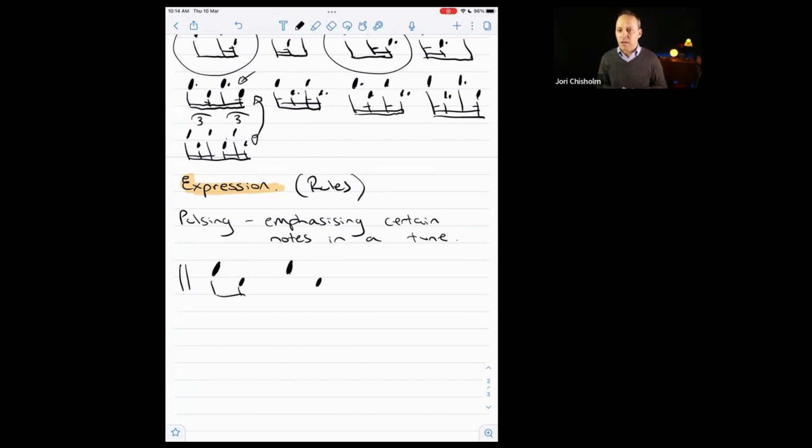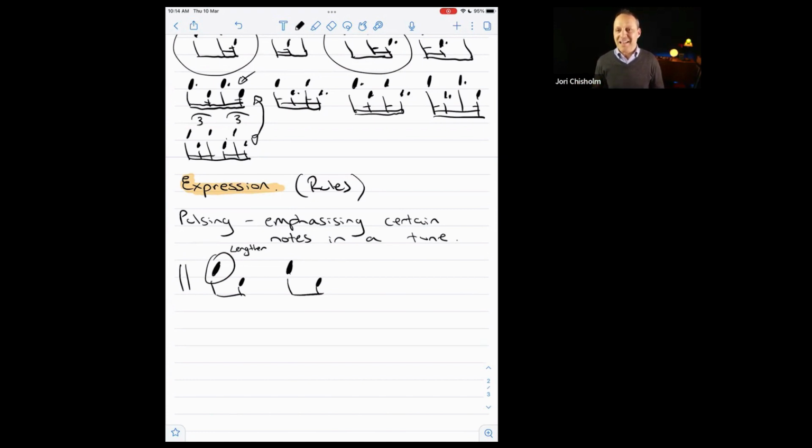And what you're going to do is emphasize the first note on the beat by lengthening it slightly. That's what pipers will do. And the reason that pulsing is so important with pipe music is that with bagpipes, we have no dynamics, right? Bagpipes are all one volume. We can't go louder or softer just because of the way the instrument is built.